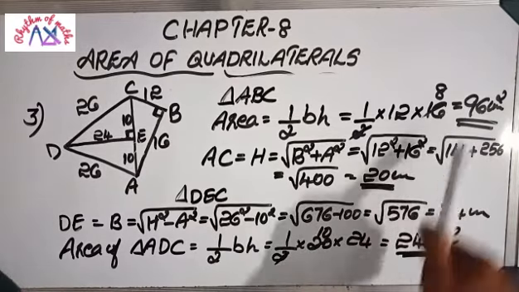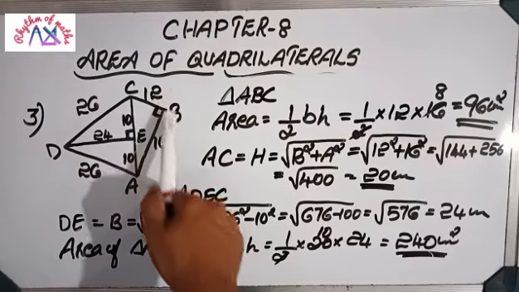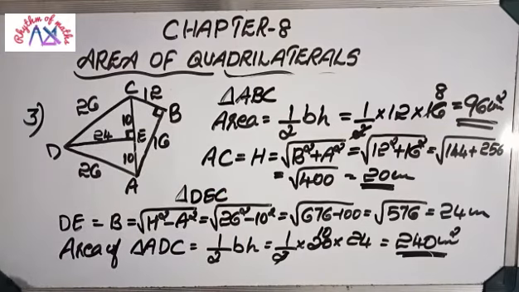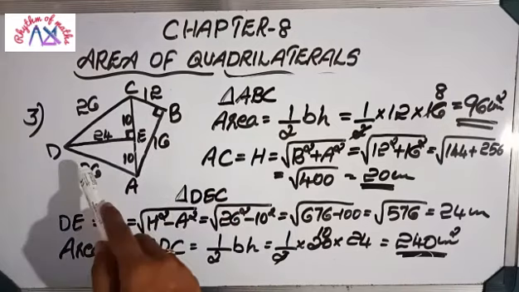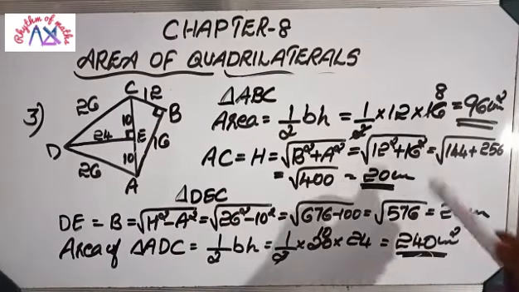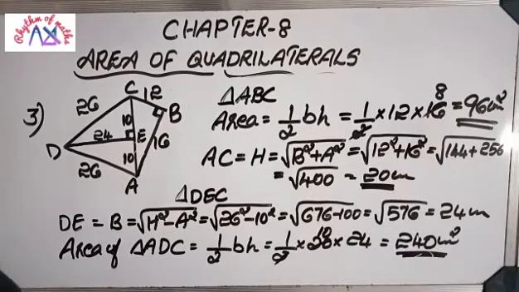By adding these two answers, we will get the area of the complete quadrilateral. 240 plus 96 is the answer for the area of quadrilateral ABCD. Just add this, then write the answer for the area of quadrilateral ABCD. So this is the third question answer.